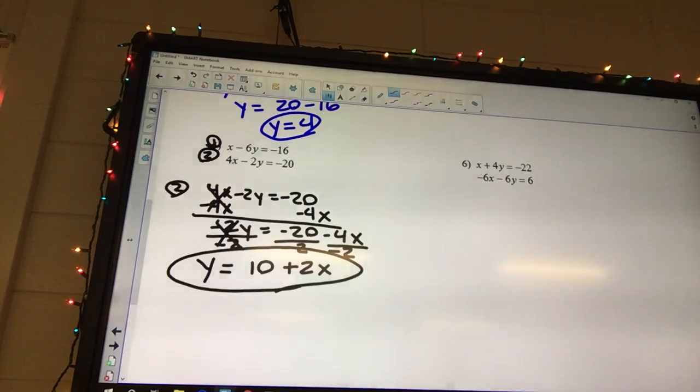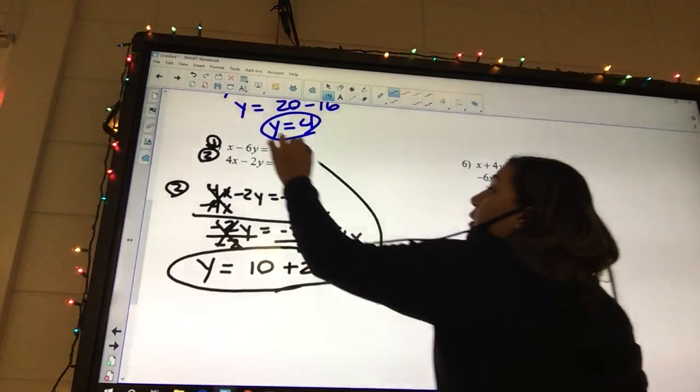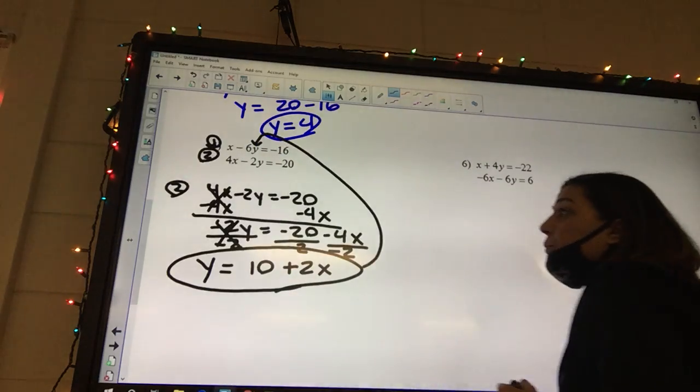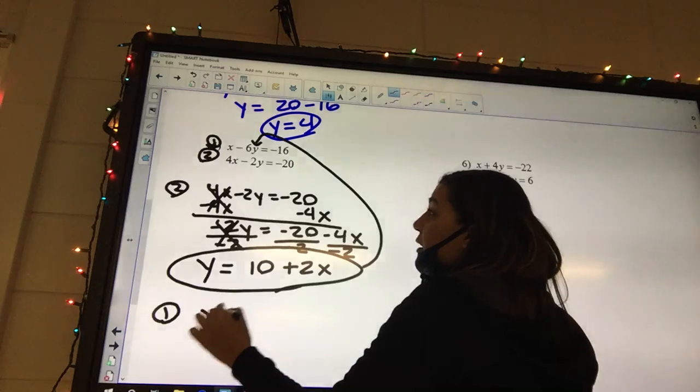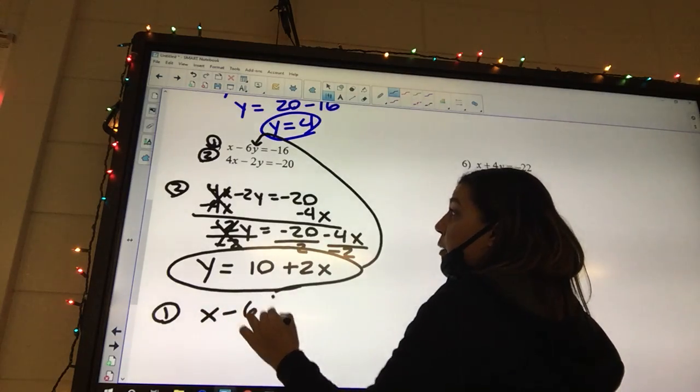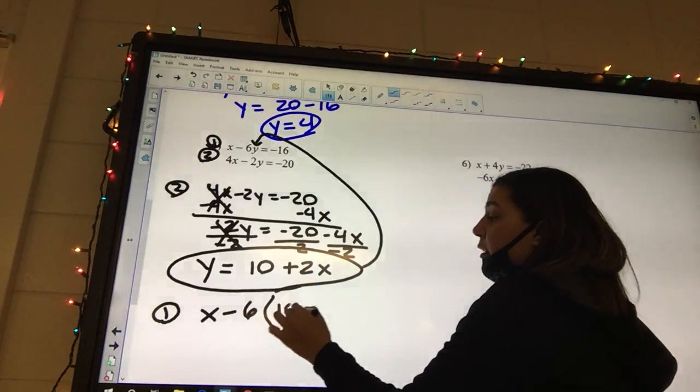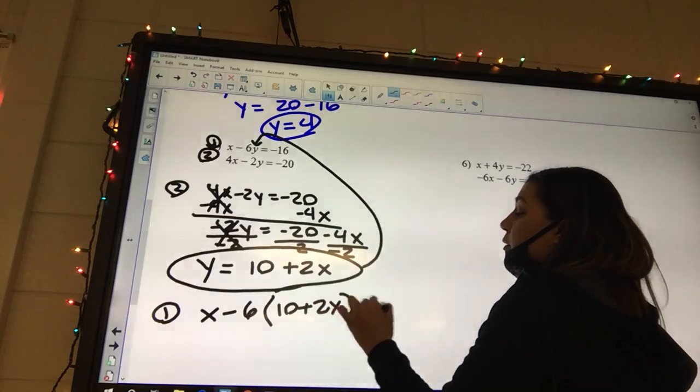So now we've got our two equations. Where do we plug that y into? We used equation 2, so it needs to get plugged into which equation? Into equation 1. So you can draw yourself a little arrow. It gets plugged in here to equation 1, where that y goes. So now we're using equation 1. So I got x minus 6, and instead of y, 10 plus 2x equals negative 16.